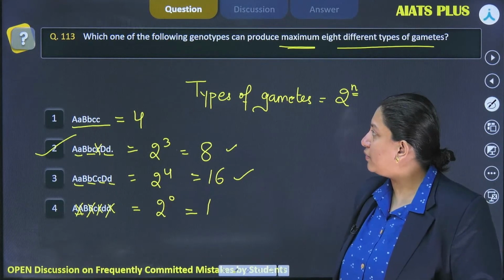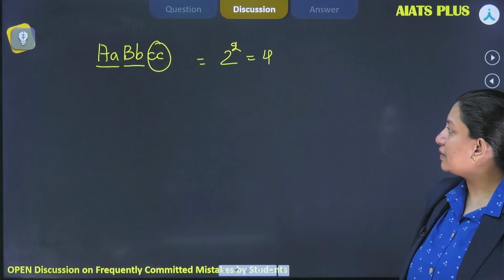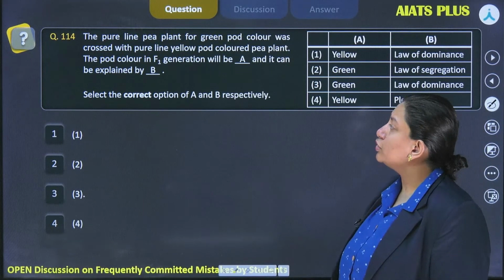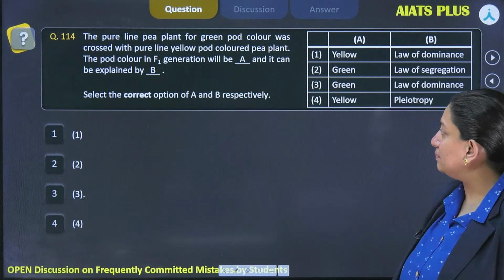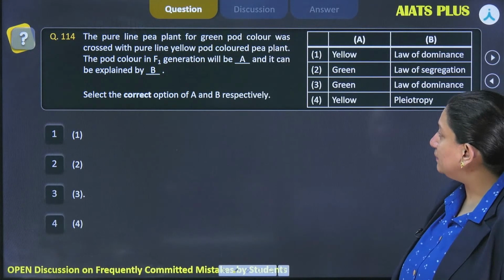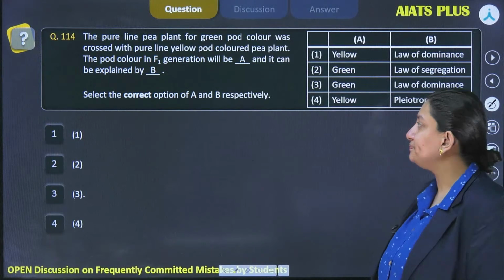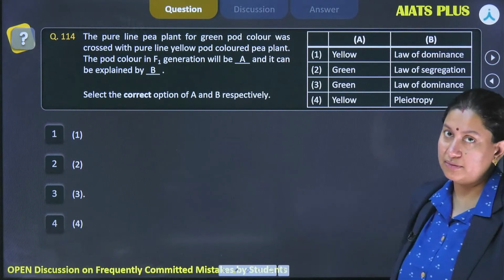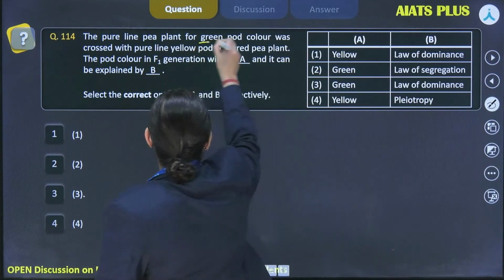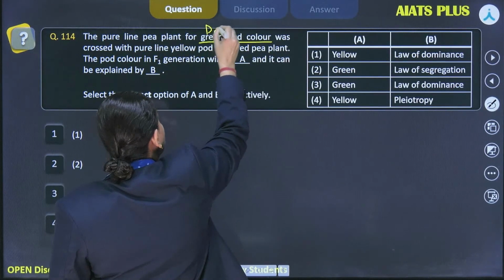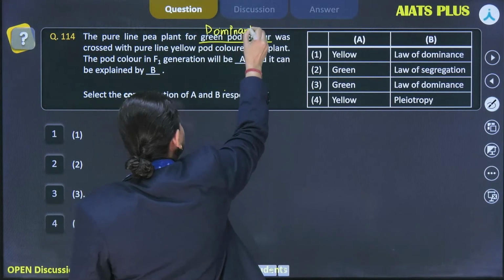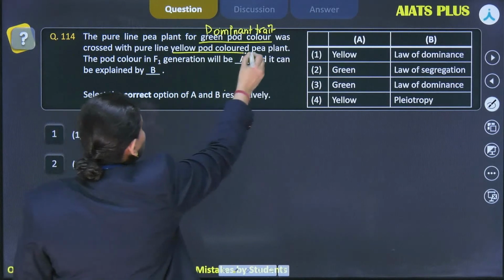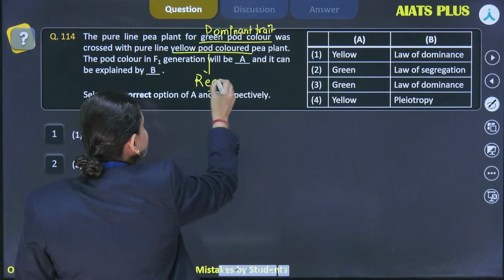All right. Now let's go ahead with another question which says that a pure line pea plant for green pod color was crossed with a pure line yellow pod colored pea plant. The pod color in the F1 generation will be, and it can be explained by, right? As we have already discussed, green pod color is the dominant trait, and it was crossed with pure line yellow pod color. Yellow pod color is the recessive trait, right?